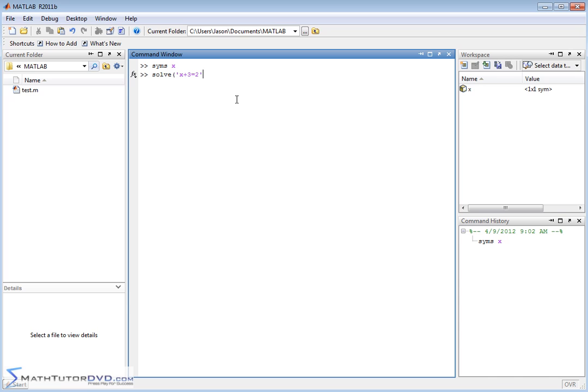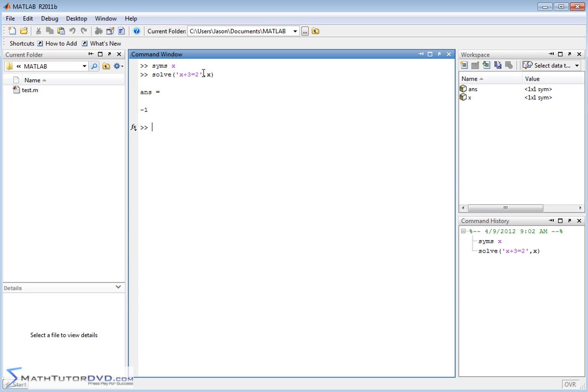And now you have to tell MATLAB what variable I want to solve for. So you put comma x. This is the command syntax for the solve command. Now the variable in the equation here has to be symbolic, so you have to have declared x as a symbol first. So we go ahead and do that.